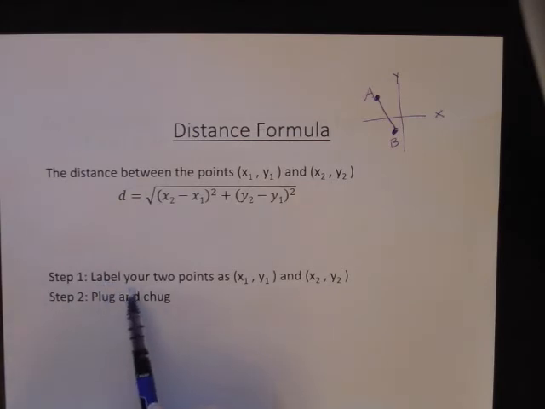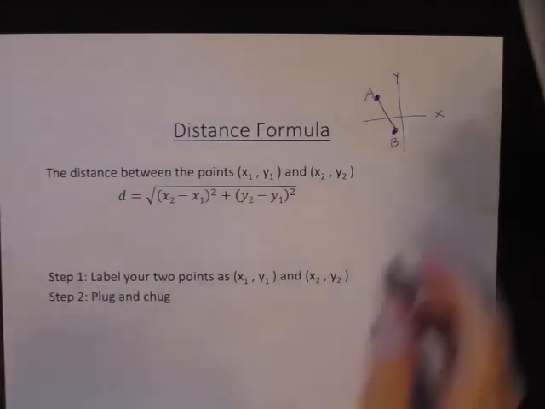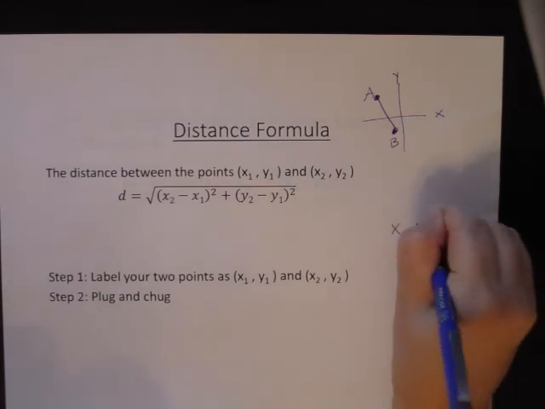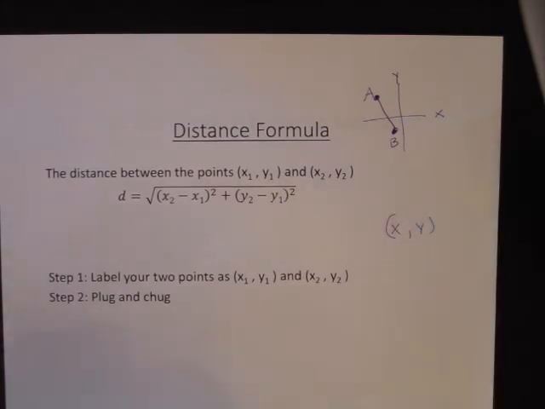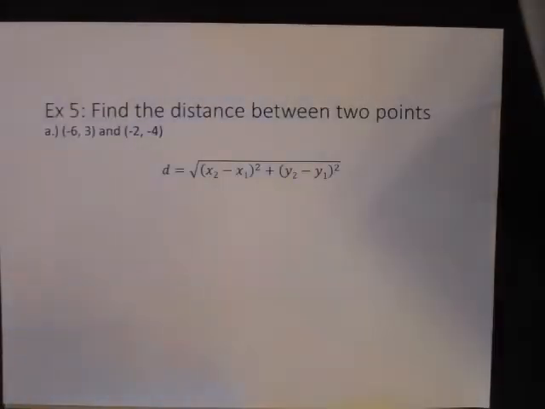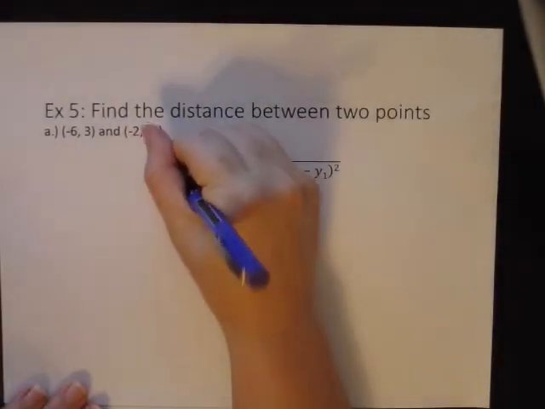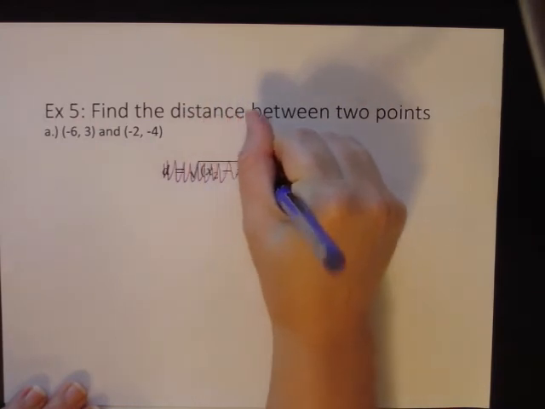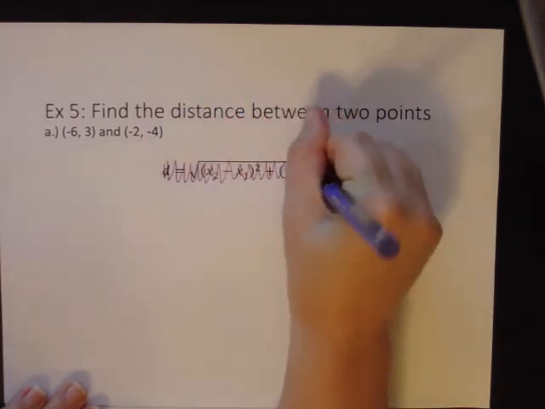So first step, you're going to label your 2 points as x1, y1 and x2, y2 because every point goes x and then it goes a y. Then you're going to write down your formula and plug and chug. So let's make it real. First thing I want you to do, cross out the formula. If you talk through it, it makes it a lot easier.